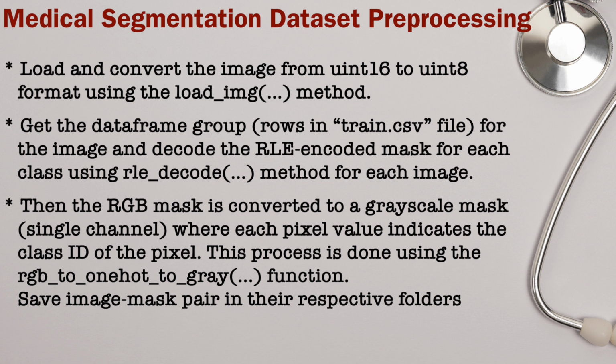It means this RGB is converted with 1 hot encoding to the grayscale values, and we save the image mask pair in their respective folder. It means we have to store this pair of RGB values and grayscale values images in the same folder as well.